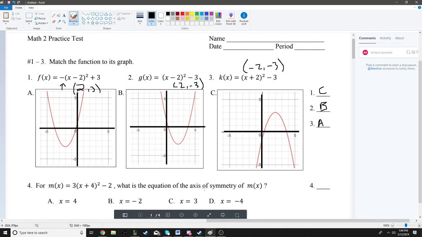Okay, down here, what's the equation for the axis of symmetry? Start off with the vertex. The vertex is at negative 4, comma negative 2. And remember, the axis of symmetry is the line that cuts it in half. So like for this graph right here, it'd be the equation of this line, which is just x equals whatever the vertex is. So in this case, since our x value is negative 4, our answer is D.